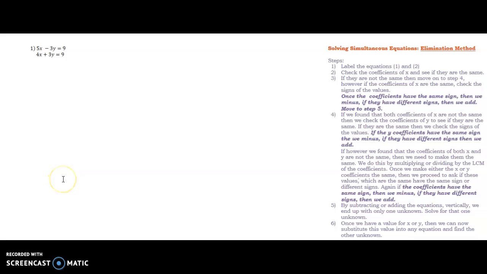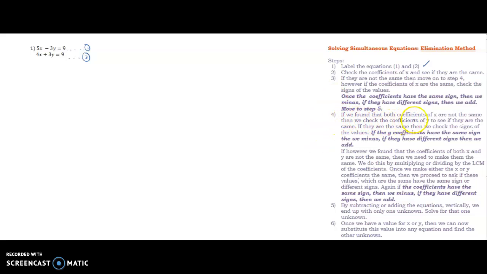The first thing we need to do is to label the equations 1 and 2. Let's simply go like this, 1 and 2. So that's the first step. The second step, check the coefficients of x and see if they are the same. My coefficients of x are 5 in equation 1 and 4 in equation 2. So these numbers are not the same. 5 and 4 are not the same numbers, right? If they are not the same, then move on to step 4. So I'll jump over here.